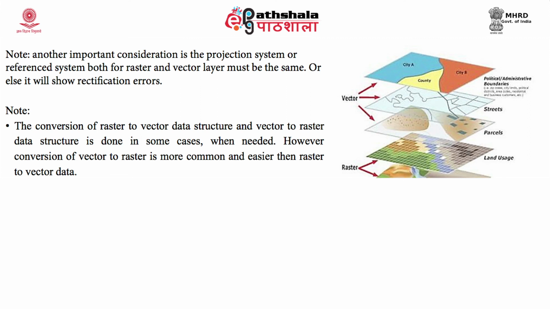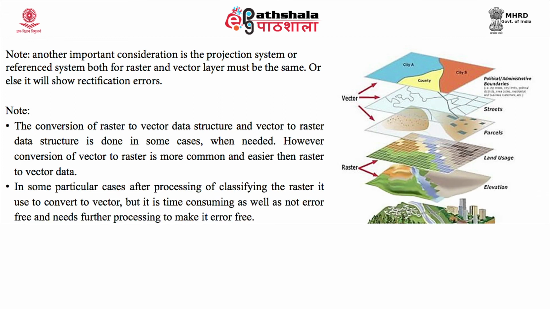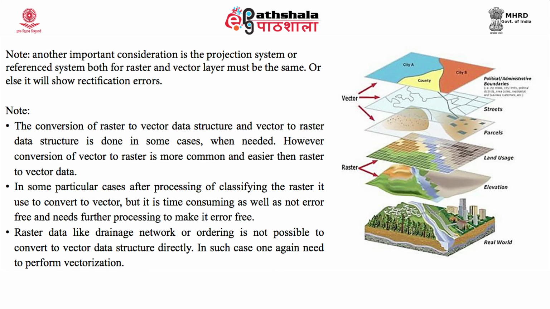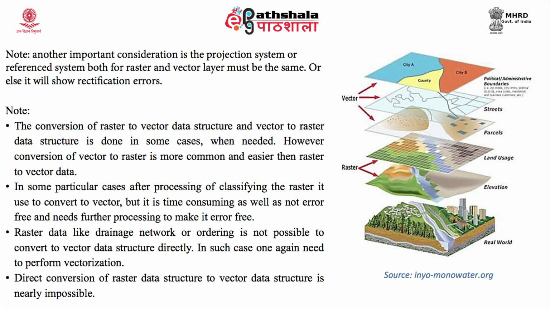The conversion of raster to vector structure and vector to raster data structure is done in some cases when needed. However, conversion of vector to raster is more common and easier than raster to vector data. In some particular cases, after processing of classifying the raster, it is converted to vector, but it is time consuming as well as not error free and needs further processing to make it error free. Raster data like drainage network or ordering is not possible to convert to vector data structure directly. In some cases, one again needs to perform vectorization. Direct conversion of raster data structure to vector data structure is nearly impossible.